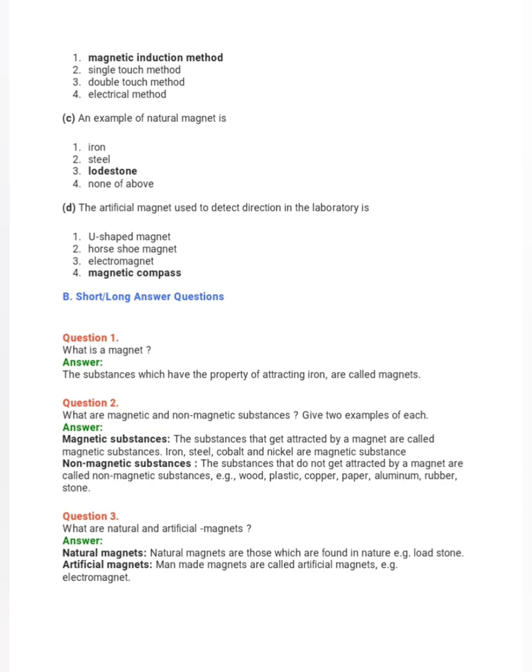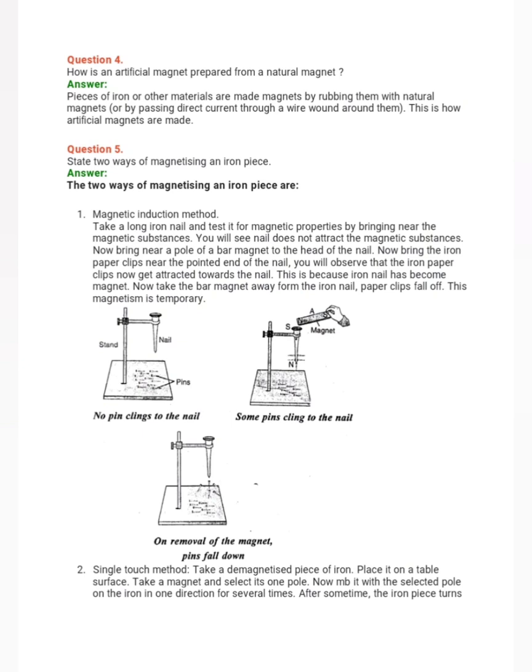Question number 3. What are natural and artificial magnets? Answer. Natural magnets. Natural magnets are those which are found in nature. For example, lodestone. Artificial magnets. Man-made magnets are called artificial magnets. For example, electromagnet.